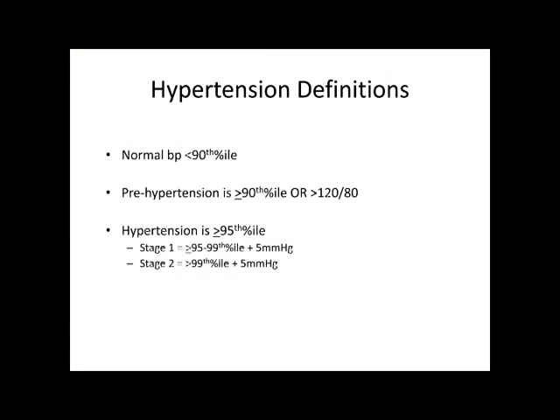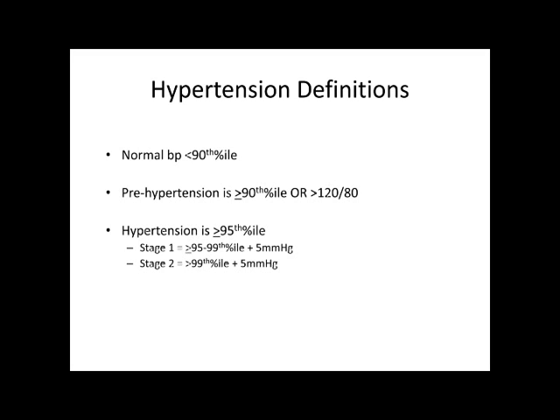So the definitions of hypertension in children are listed here. Normal blood pressure is less than the 90th percentile. Pre-hypertension would be greater than or equal to the 90th percentile, or 120 over 80. And a definition of hypertension is once the blood pressure is greater than the 95th percentile. And this is further staged as listed here. So stage 2 would be greater than the 99th percentile plus 5 millimeters of mercury. These patients would be triaged to see nephrology, whereas those with stage 1 would be managed by primary care. And those are the ones that I want to focus on.